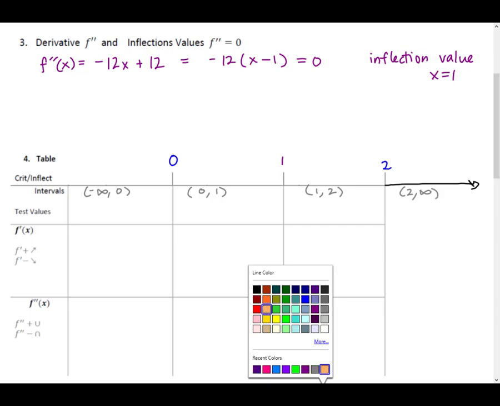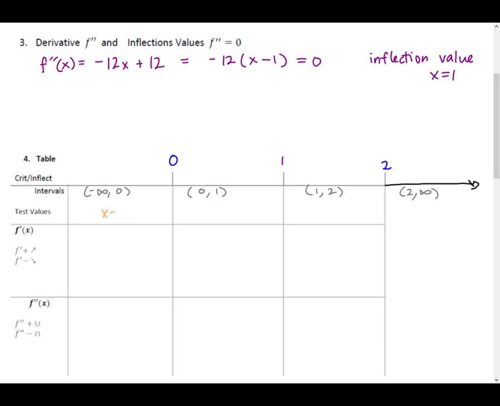Once we have those intervals, we need to choose a test value on each interval. So I'm just going to pick any number. I've got x equals negative 1, x equals between 0 and 1. I have to, unfortunately, pick a fraction. Between 1 and 2, again, I have to pick a fraction, so I'll say 3/2 or 1.5. And then greater than 2, I'll say x equals 3.